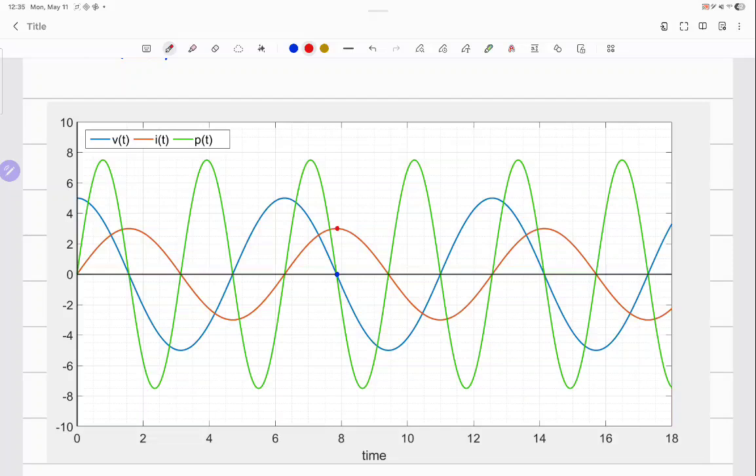Because of that, what happens to the green signal? It's perfectly symmetrical around the horizontal line. And what does that mean? It means the average of the green signal is 0. So the average power absorbed by inductor is 0.